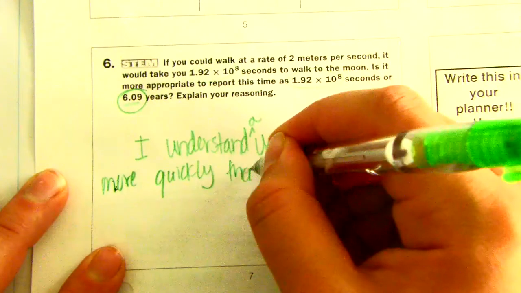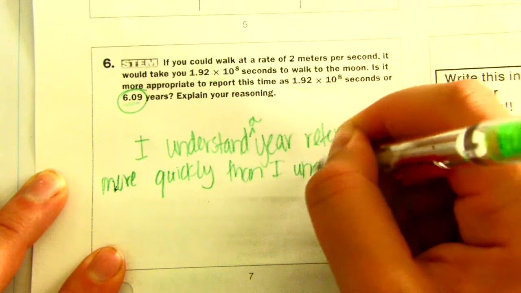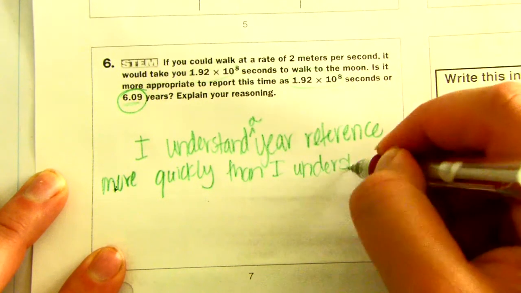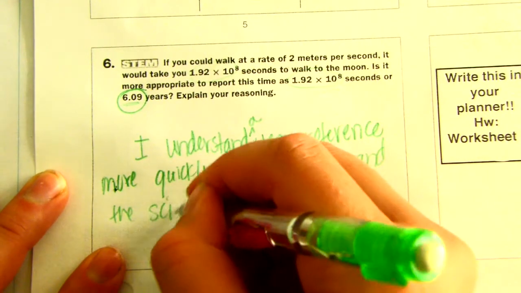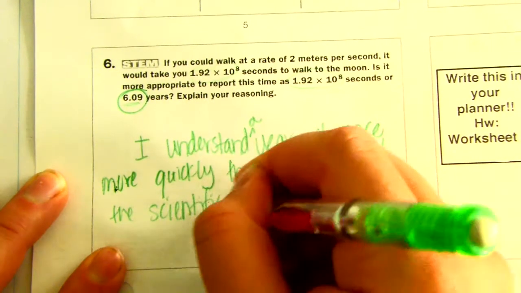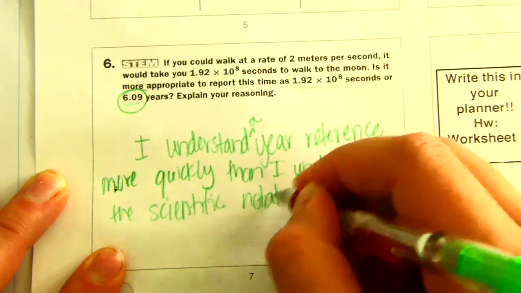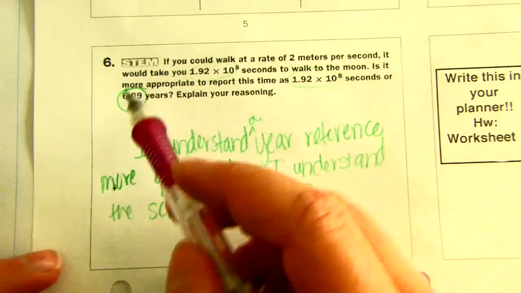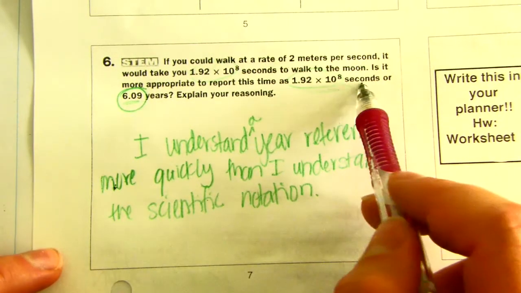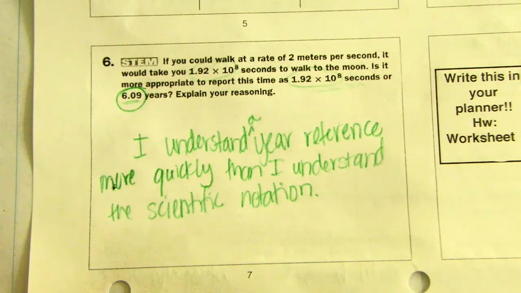than I understand scientific notation. So basically they're trying to get at, while scientific notation is important, it's not always the most appropriate because we want to understand. Why would we talk about seconds when that's a lot of years too?